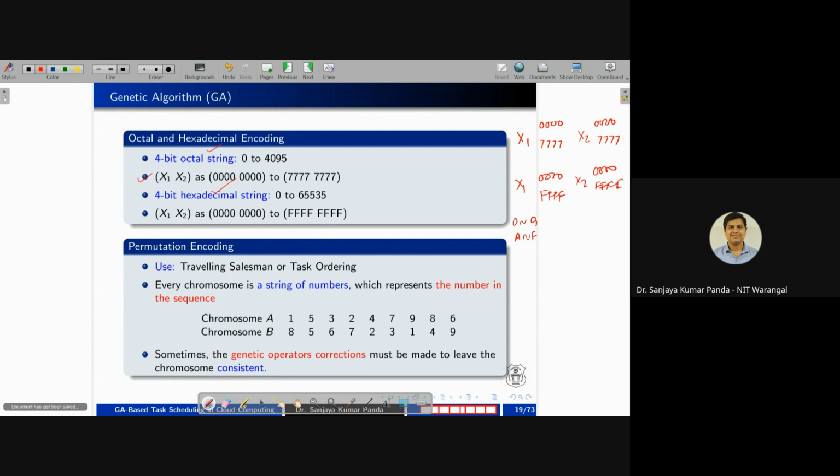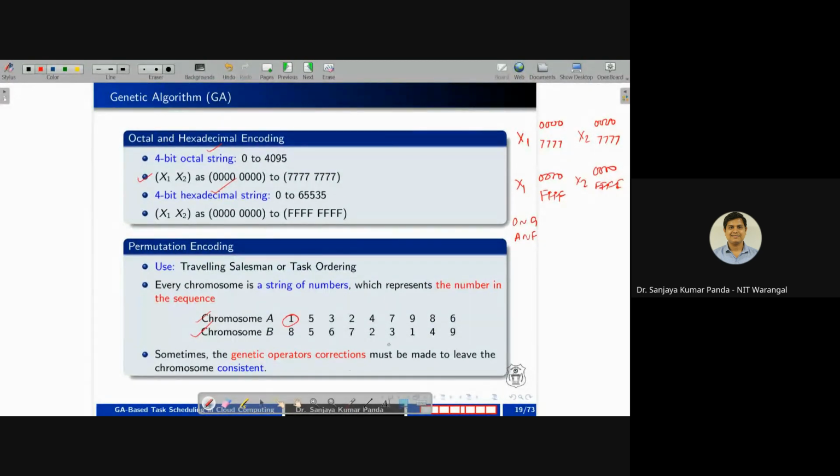Similarly, if you go for permutation encoding, like if I take a traveling salesman problem. We know in the traveling salesman problem, a salesperson has to visit a number of cities, and has to visit each city exactly once, and the starting city is equal to the ending city, right? For example, I have 9 cities, so my chromosome length is 9. I am showing you two different chromosomes here, chromosome A and chromosome B. You can see I'm starting from, let's say, city 1, and I have to again reach city 1 by visiting all other cities exactly once.